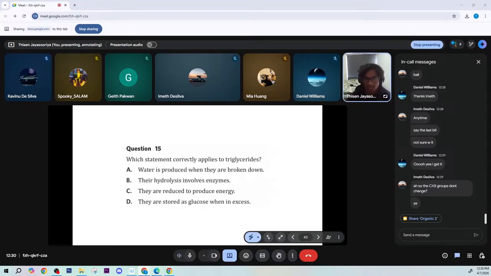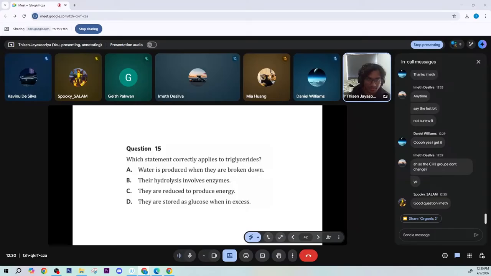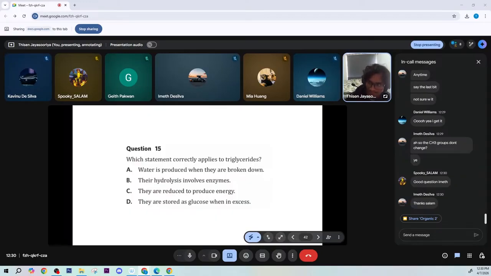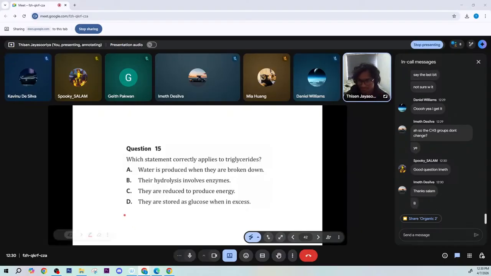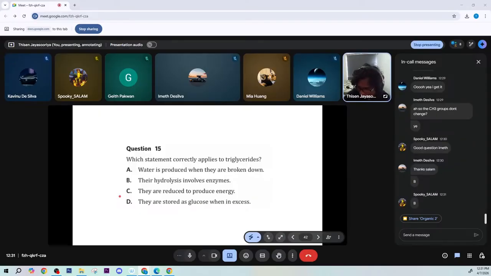So, which statement correctly applies to triglyceride? A, water is produced when they are broken down. B, their hydrolysis involves enzymes. C, they are reduced to produce energy. D, they are stored as glucose when in excess. So what do you guys think? A, B, C, or D? B. Okay, so you might say B. Anyone else picking B? B as well.